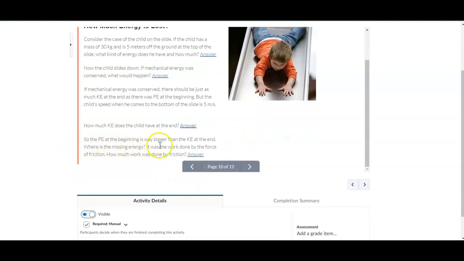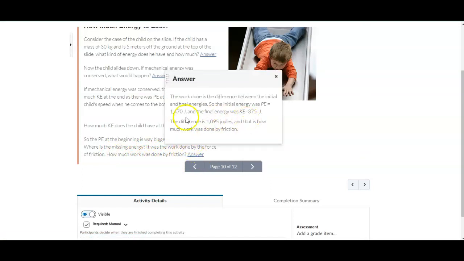So the PE at the beginning is bigger than the KE at the end. Where did that missing energy go? If work was done by the force of friction, how much work was done? So we take those two numbers and we have to subtract. So the difference from 1,470 for potential to 375 for kinetic gives us 1,095 joules to show how much work was done by friction.